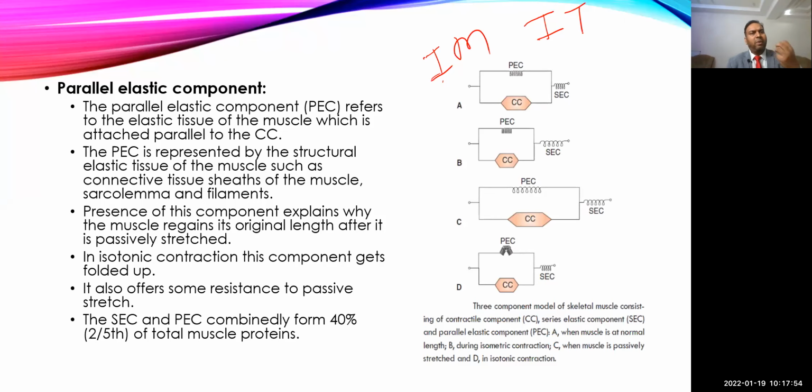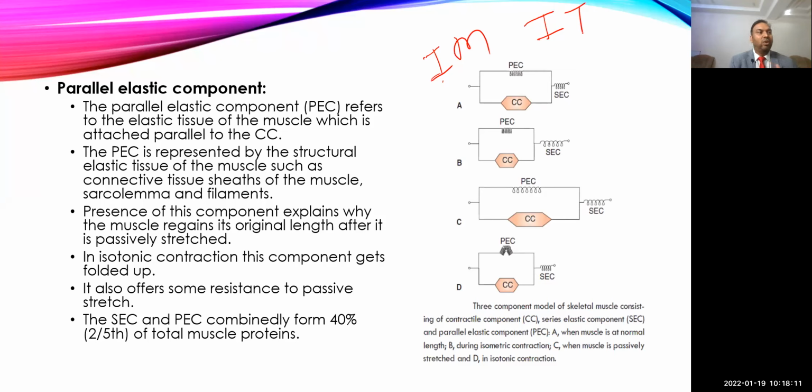When you are lifting your dumbbells or lifting anything, suppose I am lifting this phone, then the length of the muscle is actually changing, and that's why it comes under isotonic contraction. Isometric is when length is not changing.